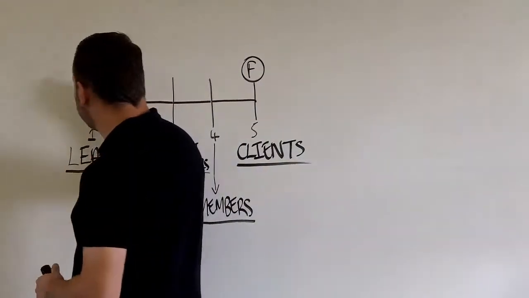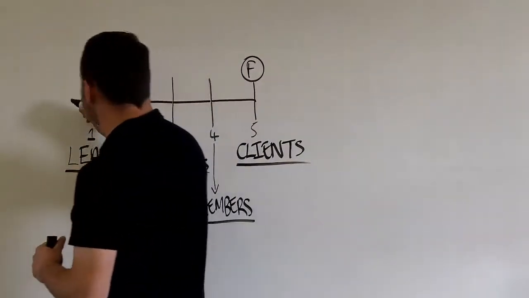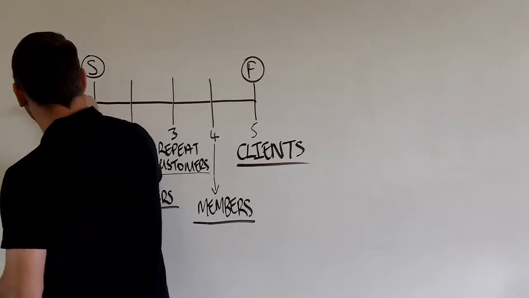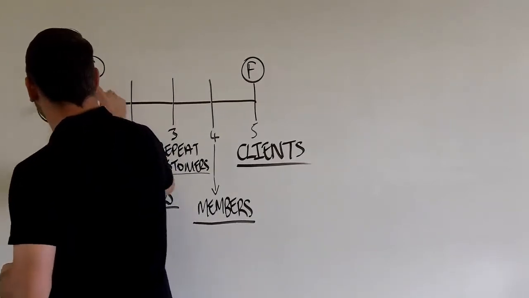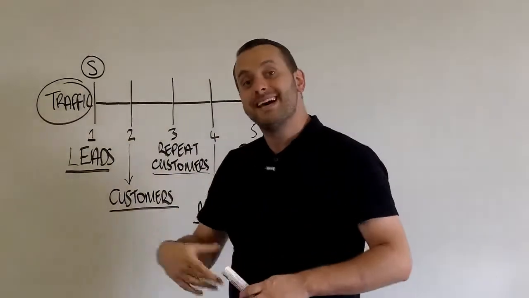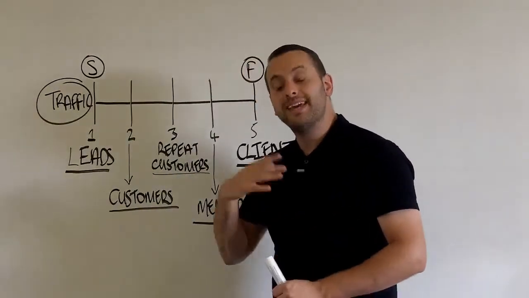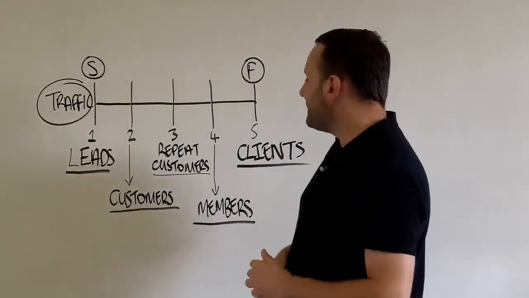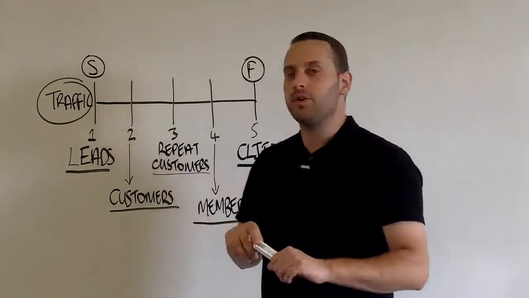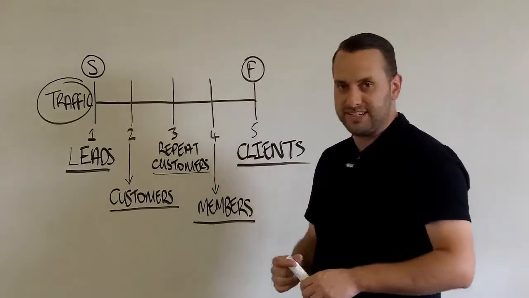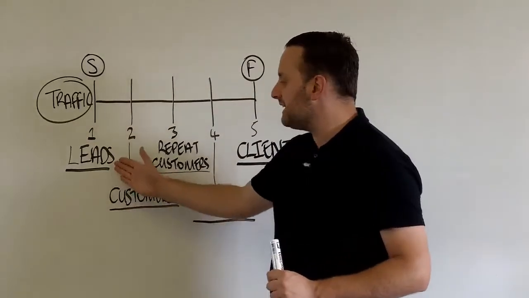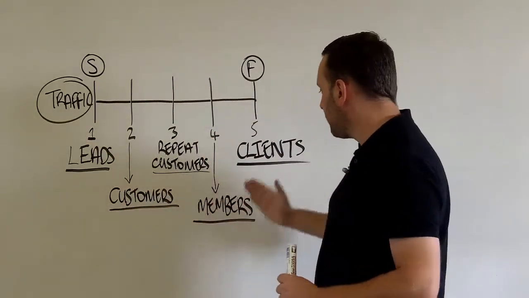So obviously here, because this is the entry to your business, this is where you're going to obviously need to pour the traffic in. Okay? Now, traffic in itself is a whole other topic that we can get into going forwards. But today, what I just want to do now for you is tell you the 5 key parts of the business system. So I hope you've written this down. You need leads, customers, repeat customers, members, clients.